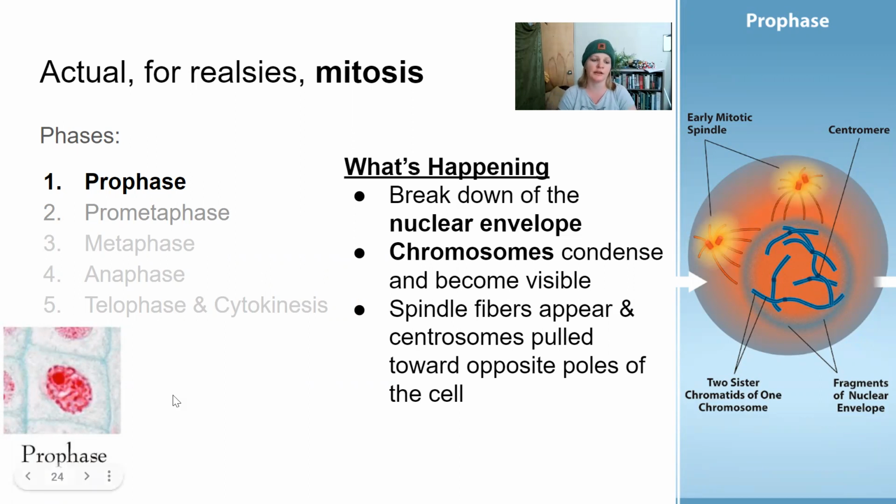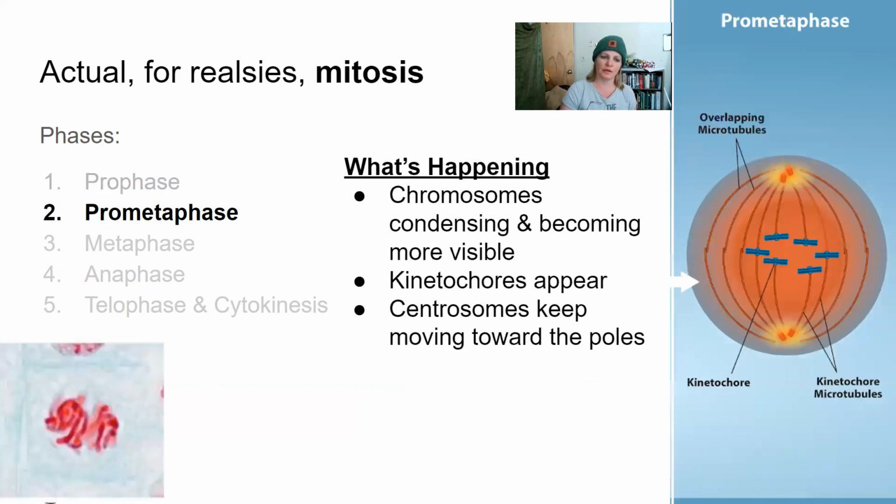And so if we looked at the onion roots, which we did in lab, and you guys will do, this is what prophase looks like under the microscope. You can see that this area of the nucleus is getting really condensed. It's stained really, really dark red right there. We're starting to be able to see the chromosomes individually. Okay.